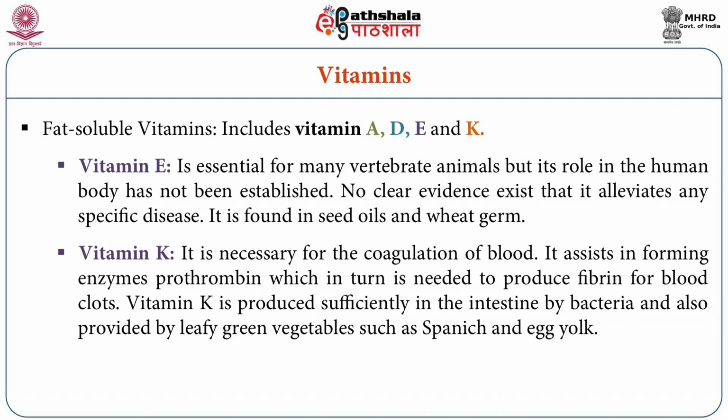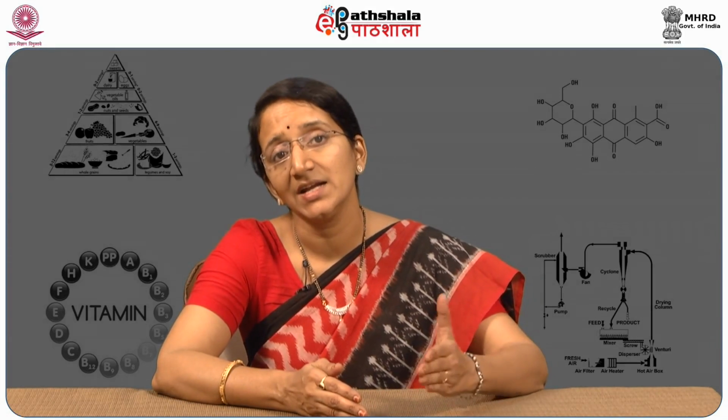And vitamin K is produced sufficiently in the intestine by the human gut intestinal bacteria which is present, and this bacteria can be enhanced or promoted by providing vitamin K rich foods like green leafy vegetables like spinach, etc. Then egg yolk also is a very good source of vitamin K. So these are the 4 vitamins which come under the fat soluble vitamin category, that is vitamin A, D, E and K.